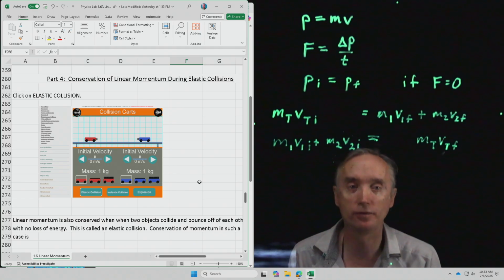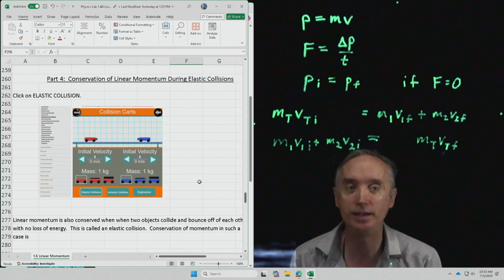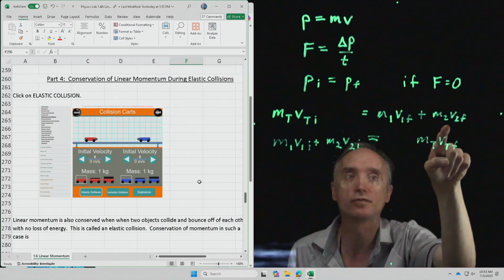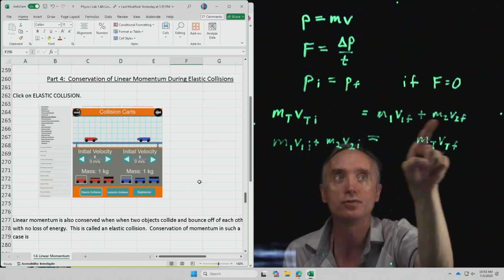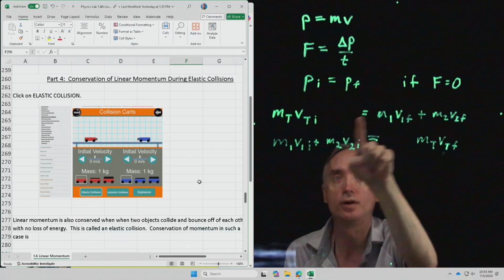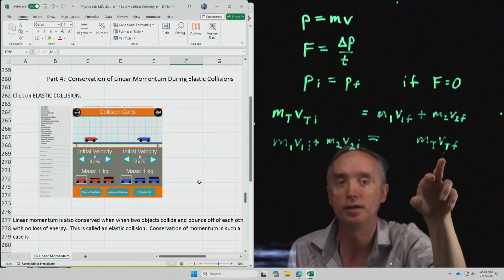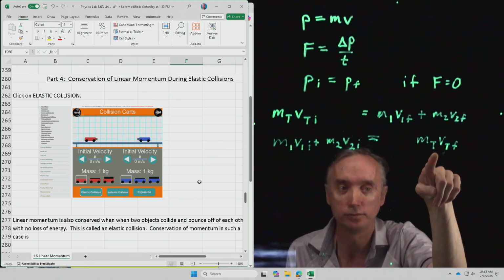Now we're ready for part 4 of the lab, conservation of linear momentum during an elastic collision. So I've written up here the formula that we're going to use for an explosion, where one thing turns into two things. This one is the formula for the collision, in which we start with two things and we end up with one thing.